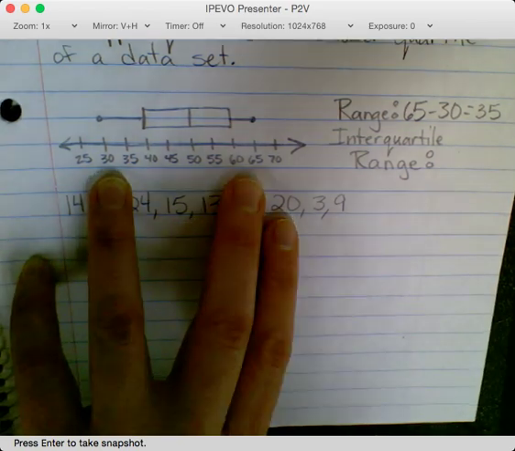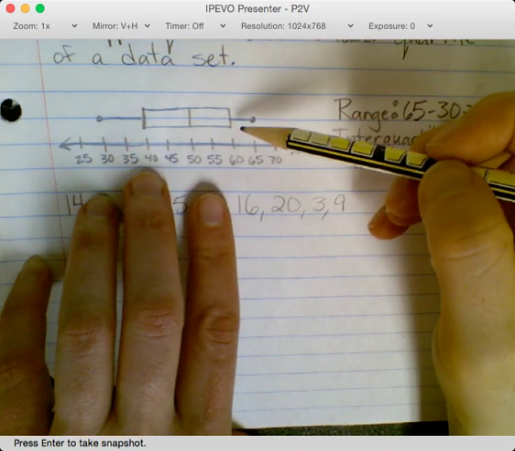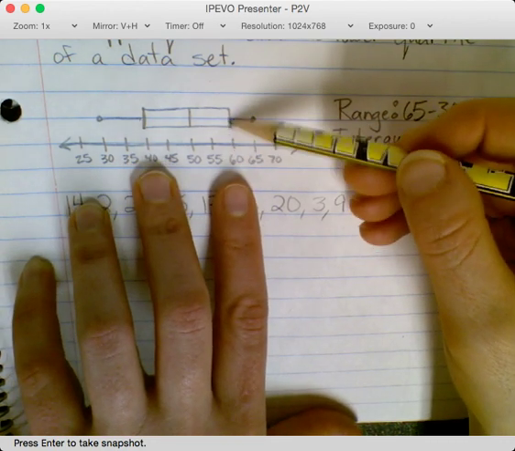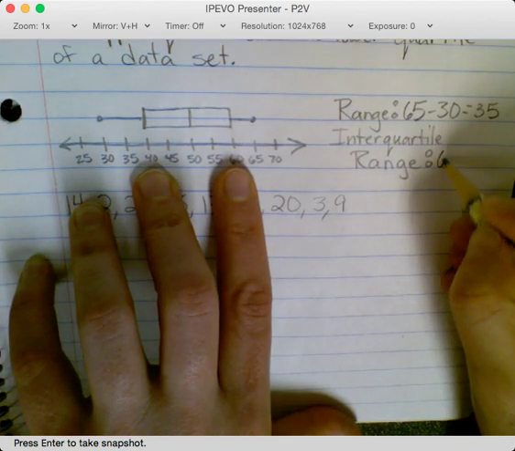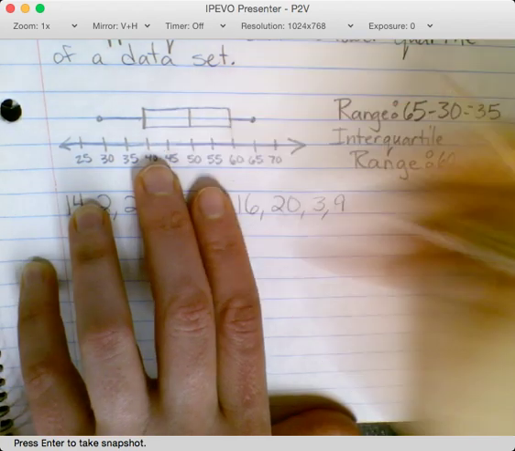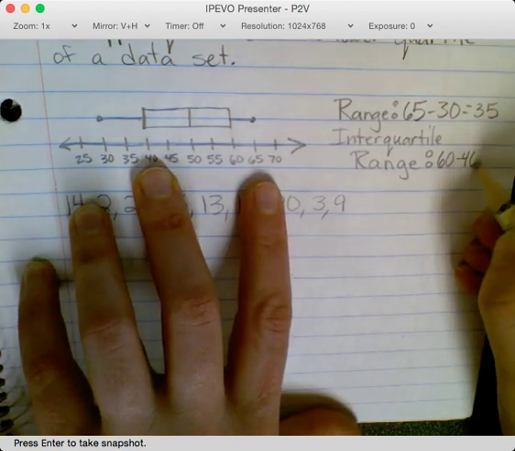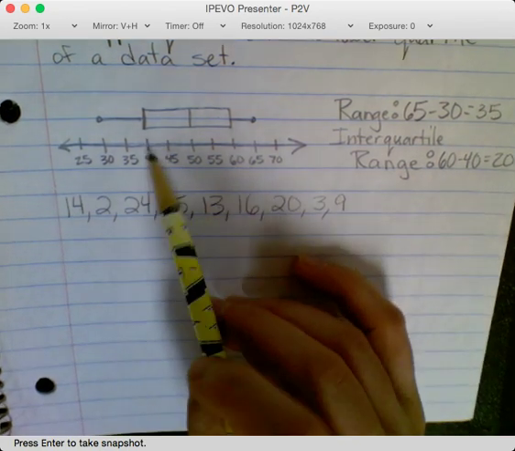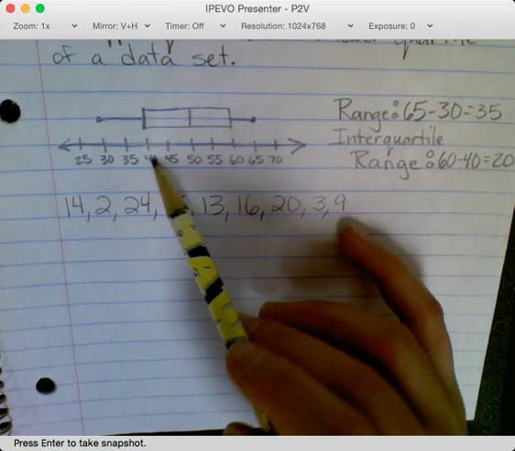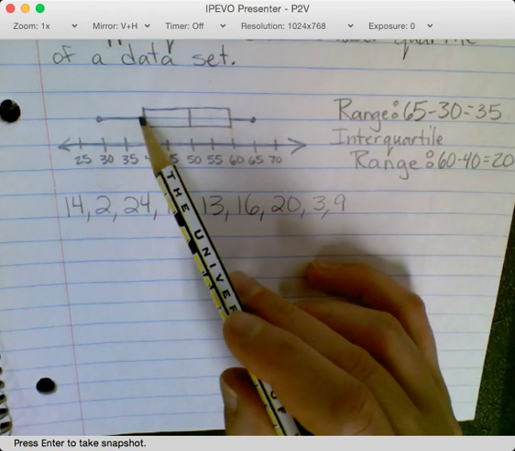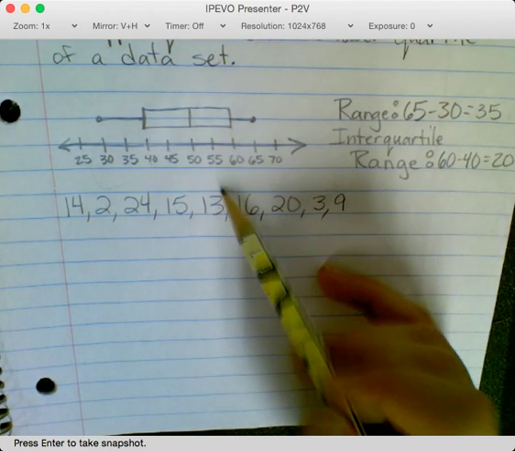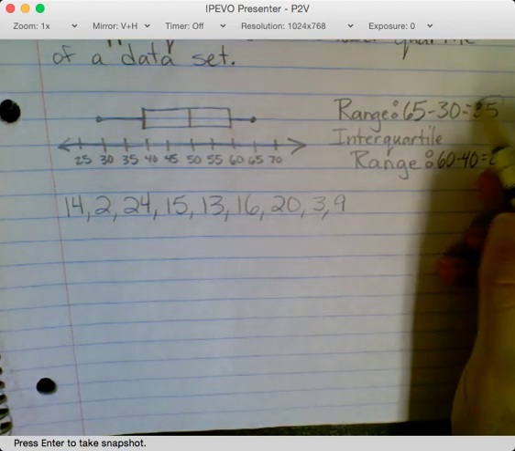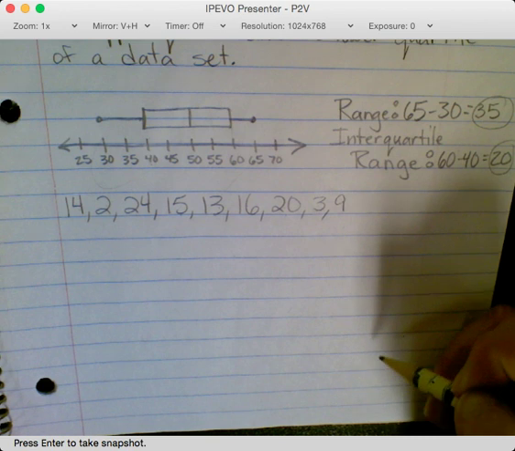Okay? And then it looks like my interquartile range, my top of my box here is 60. And my bottom of my box here is 40. So if I subtract those two, I get 20. So it's just as easy as that. If I already have my box and whiskers, it's easy. You just have to see what the values are, see what they line up with and subtract. So this is my range. This is my interquartile range.